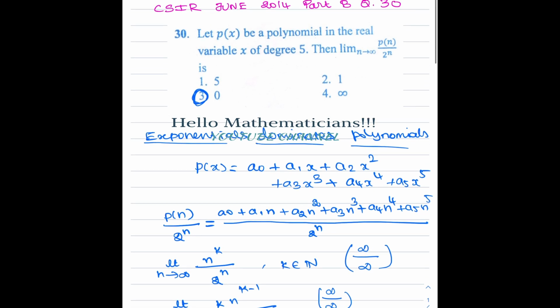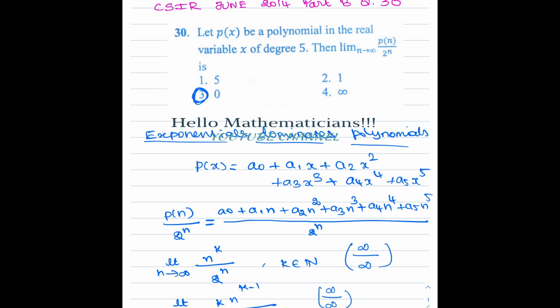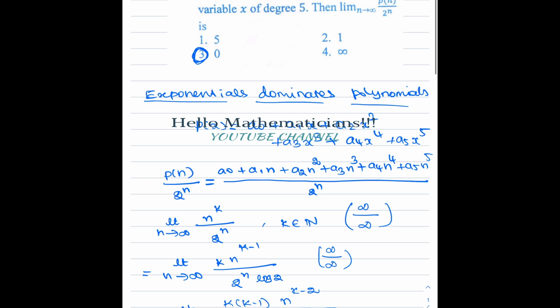Okay. Therefore, for a polynomial p of n of any degree, limit n tends to infinity p of n by 2 power n is always 0. So next time when you see a problem, just remember that exponential dominates polynomials, and you can put the answer 0 immediately. But always remember why it works also, because for the exam you can just remember that exponential dominates polynomials and put the answer. But in the interview you have to explain why the value is 0.